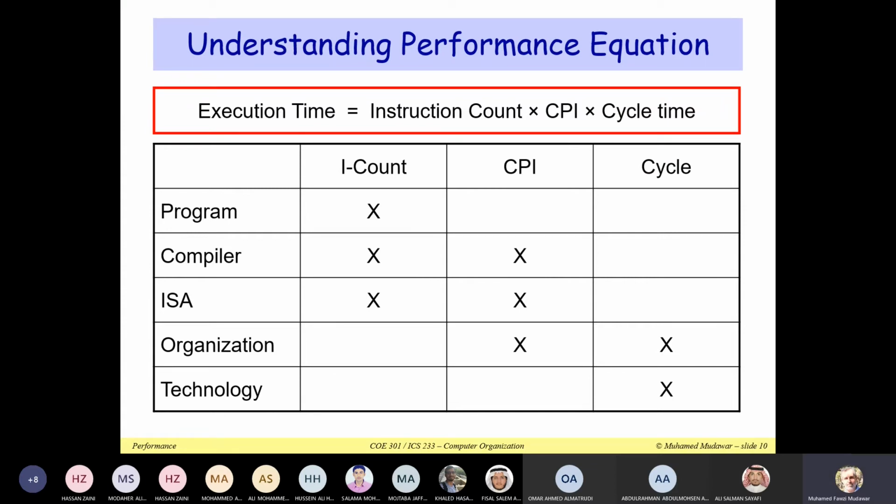Notice that in the performance equation, I have three factors: instruction count, the average CPI, and the clock cycle. Let us understand this equation. So we have these three factors.